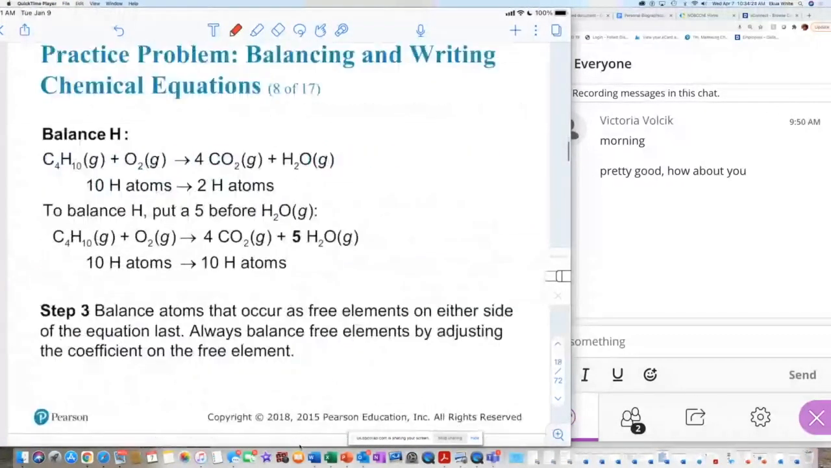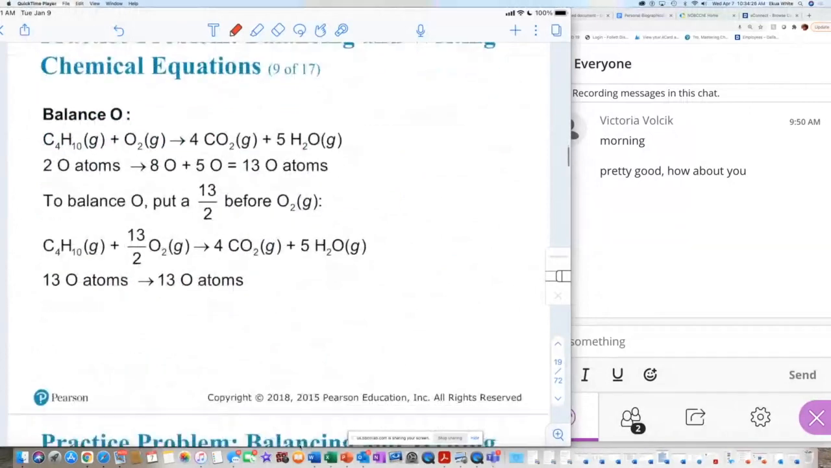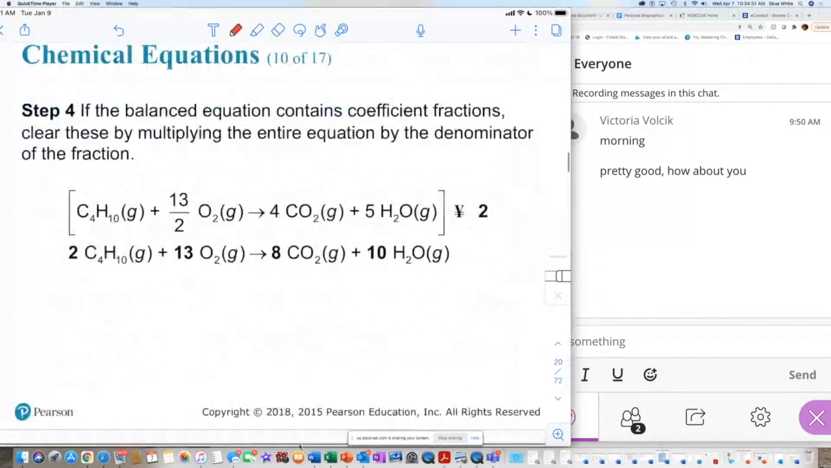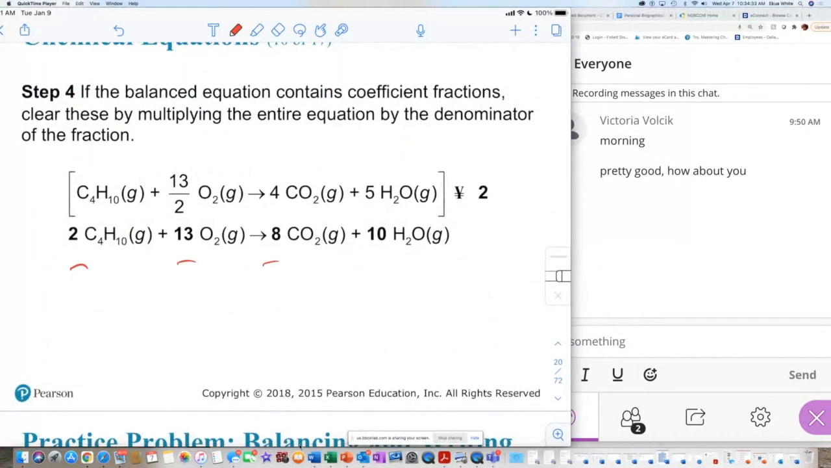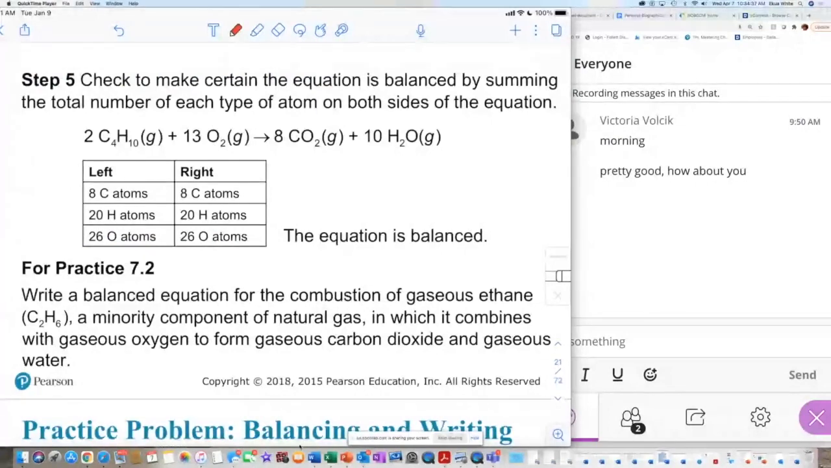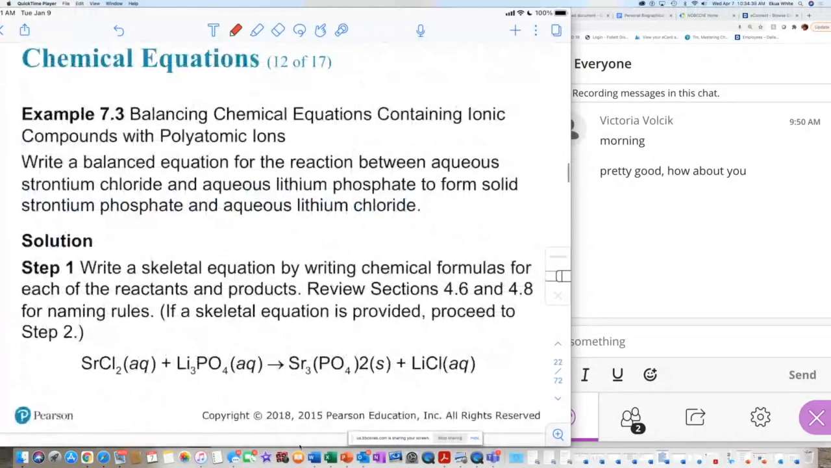So they work it out. They use fractions. You can use fractions if you want, but in the end, they double everything and they end up with that. There's so many different methods of how to balance the equation. But that's what we get to.